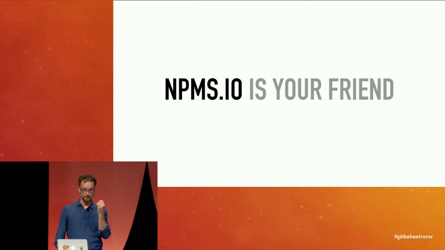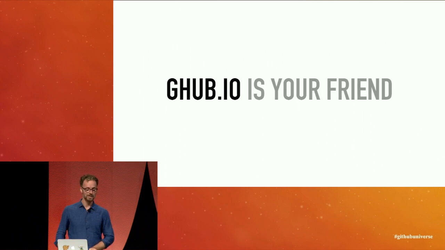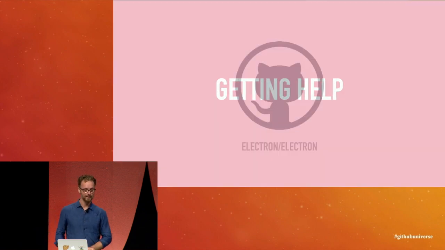NPMS is an alternative search interface for NPM. If you've ever tried to find modules on NPM, the search is not good. This is better. GitHub.io is a tiny web service where you go to github.io/module-name, and it tries to figure out what the repository URL for that package is and takes you to GitHub instead of NPM. GitHub is often a better place to evaluate a package than NPM because you can find out how actively the project is maintained, how many contributors it has, how many pull requests it has, things like that.